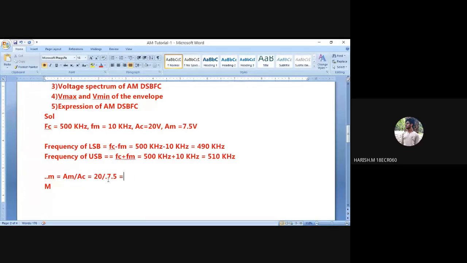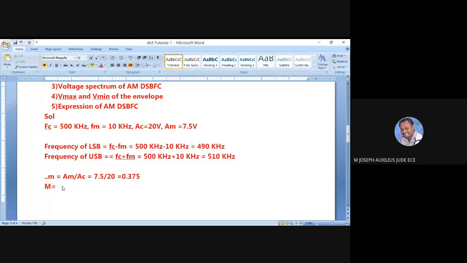But you have written it wrongly. It is 7.5 divided by 20. Okay. So it is 0.375.